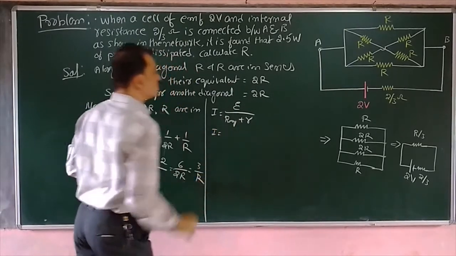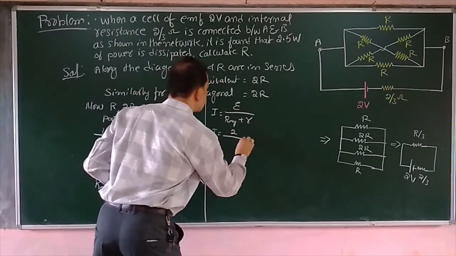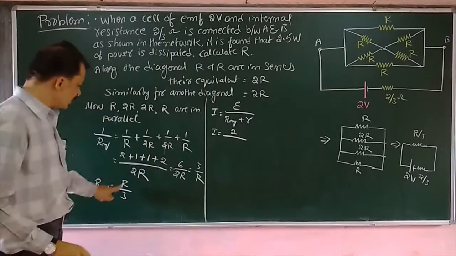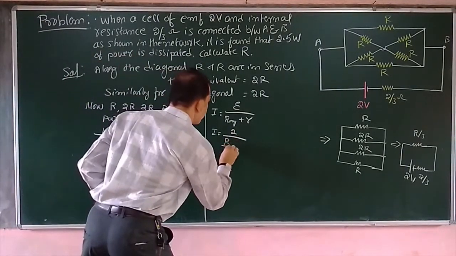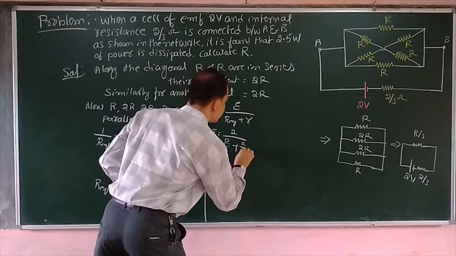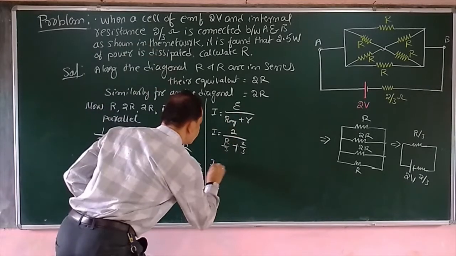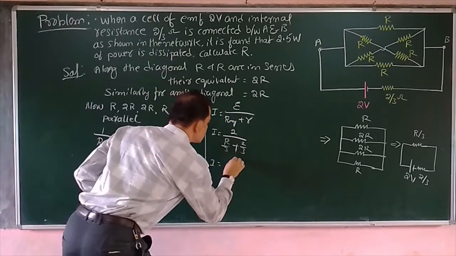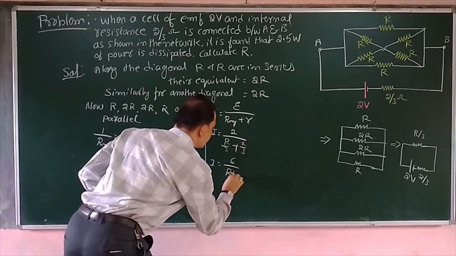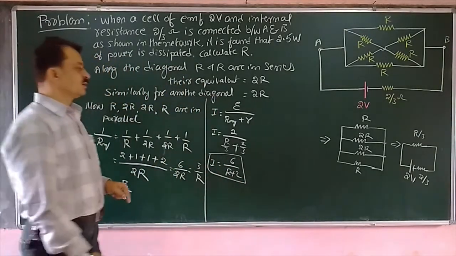Therefore, I is equal to E, EMF is 2 volts, divided by R equivalent, just we have calculated R by 3, plus small r, it is 2 by 3. Now, since 3 is the LCM, therefore the current becomes 3 2s are 6 divided by R plus 2. This is the expression for current.